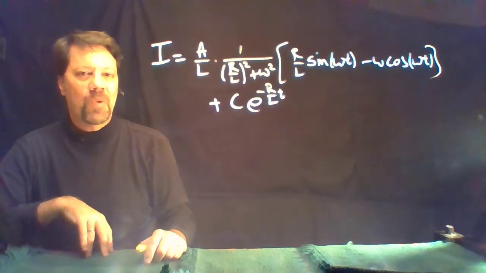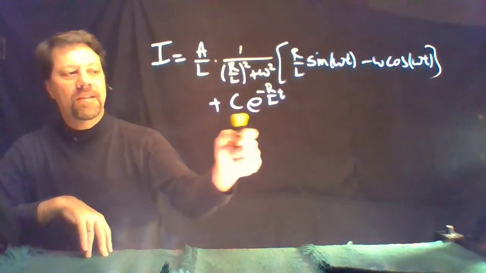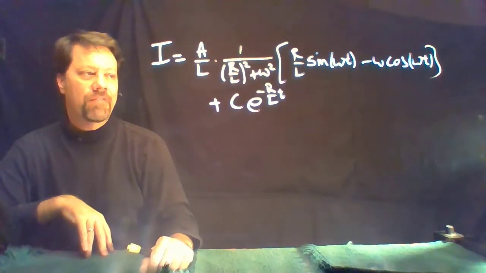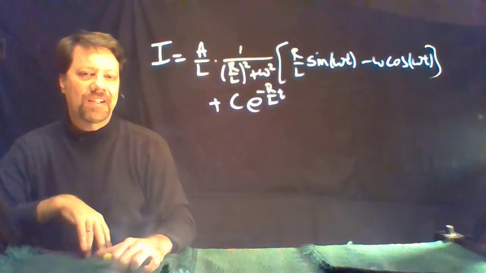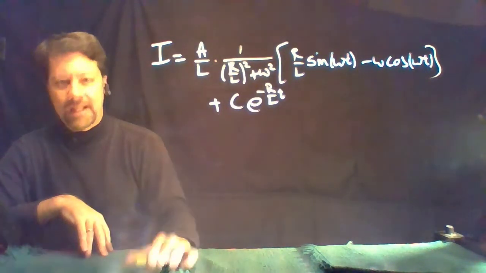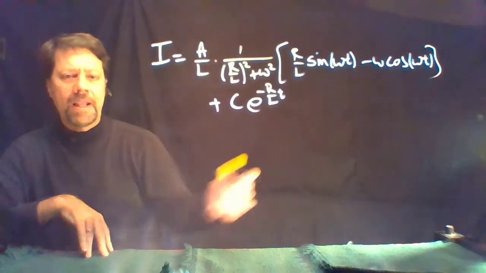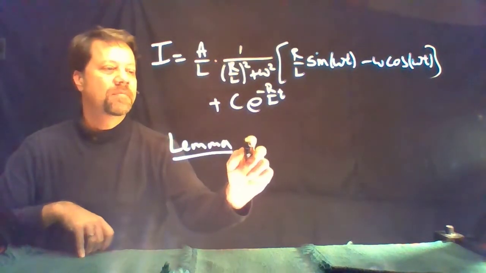There are a couple things to point out about this solution. First of all, this part here is transient. It decays away to 0 as t goes to infinity. So it won't have any lasting effect, and should only be affected by the initial data. The rest of this should be a regular sinusoidal curve. Let me state a lemma.